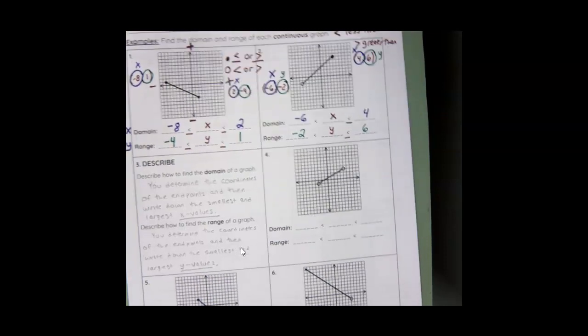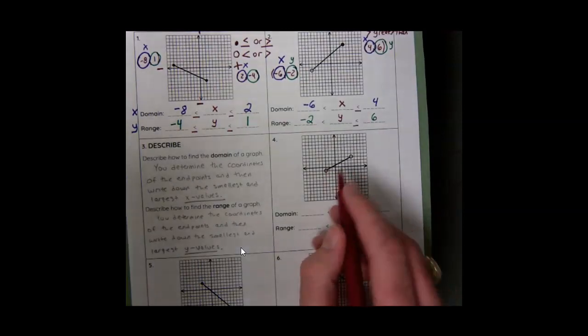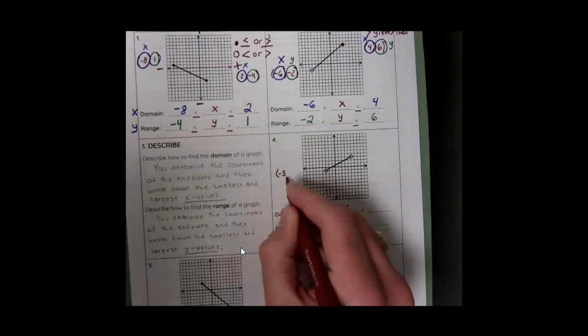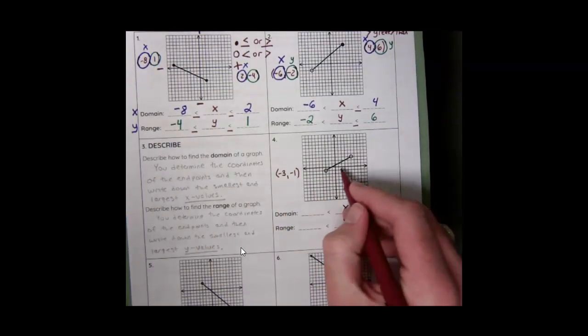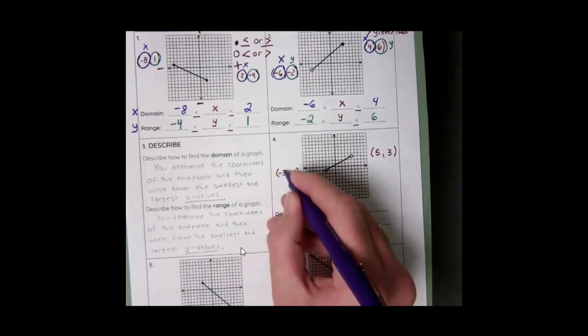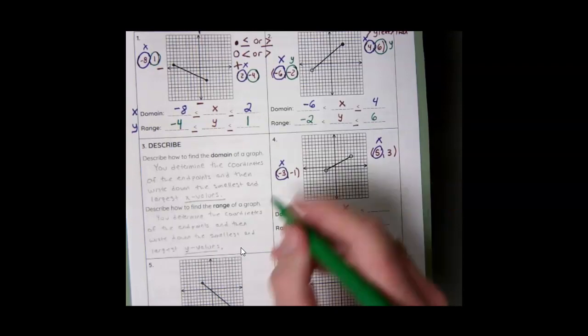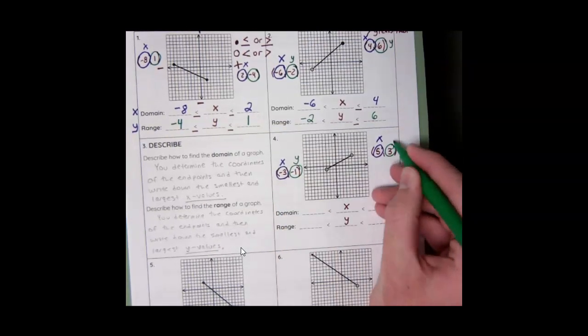All right, number 4. Let's try to tackle number 4. First step, we write domain is x, range is y in the middle. Next step, we determine our endpoints. So this endpoint would be over 3, so negative 3, down negative 1. This one would be over 5, up 3. Now we identify our x and y values. This is our x value, this is our x value, this is our y value, this is our y value.